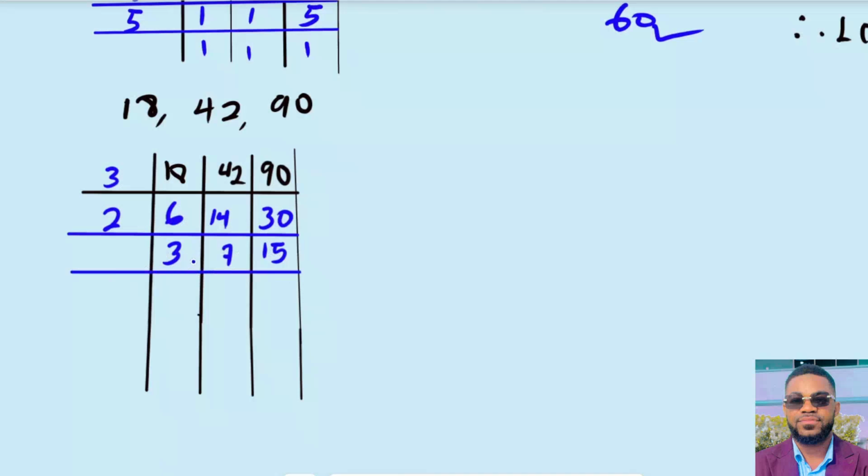You see, 3 is a prime number, so let me use it. 3 here. 3 goes into 3, 1. Goes into 7, that's not possible, so write the same 7. Goes into 15, 5. I can still break it down.